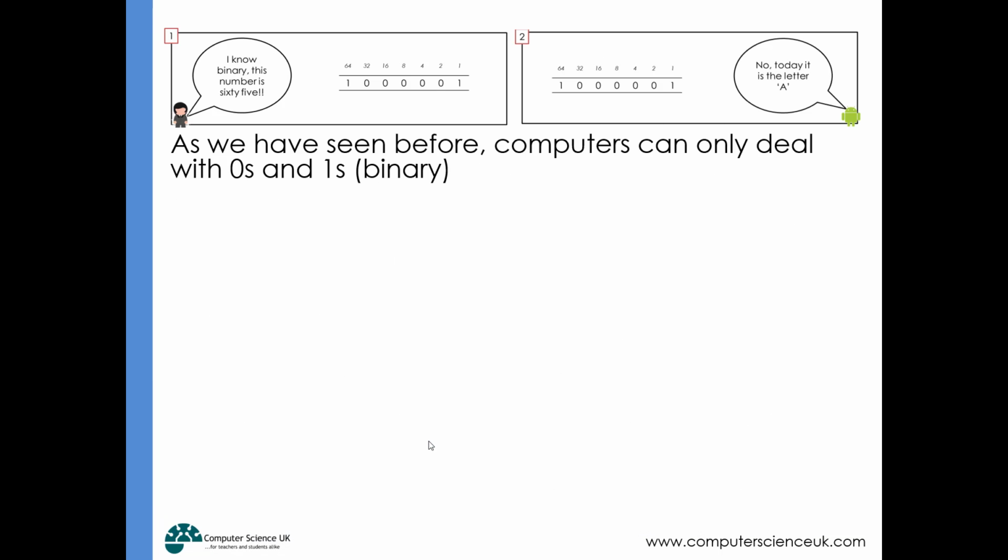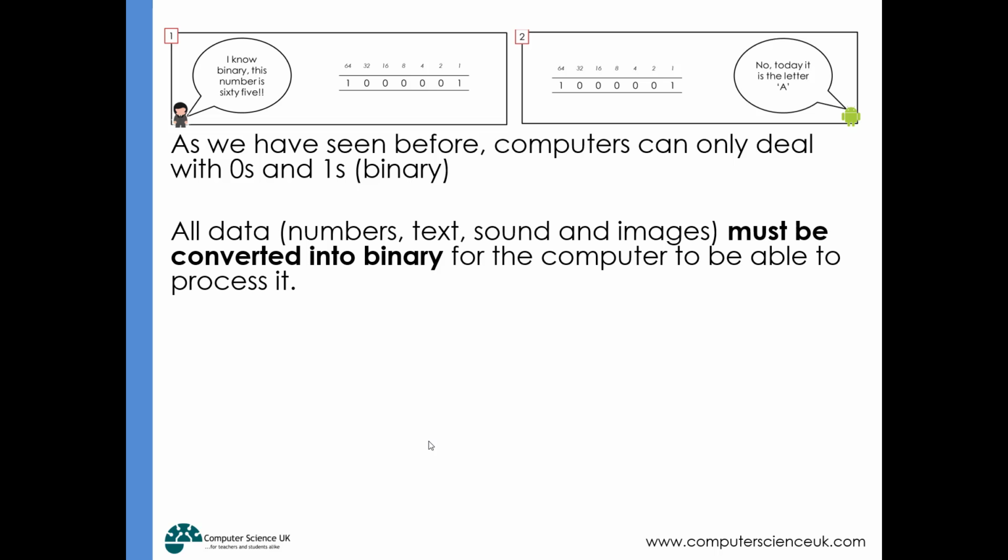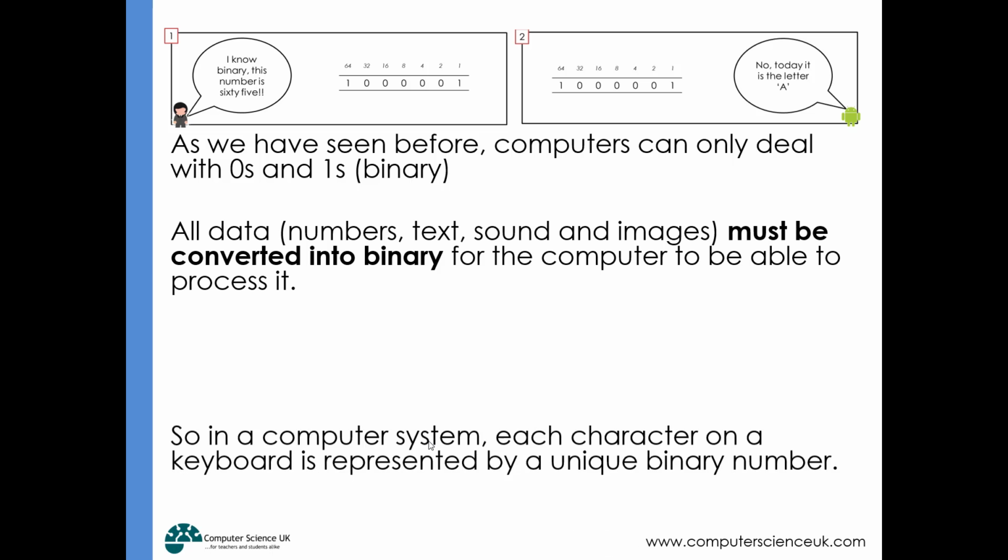So as we've seen before, computers only work in binary, and the reason for that is because computers are ultimately just made up of switches, and those switches can be in one of two states. So the switches can only hold one of two possible values at any given time, hence the binary number system. Now all data, whether it's numbers, text, sound or images, has to be converted into binary for a computer to be able to process it.